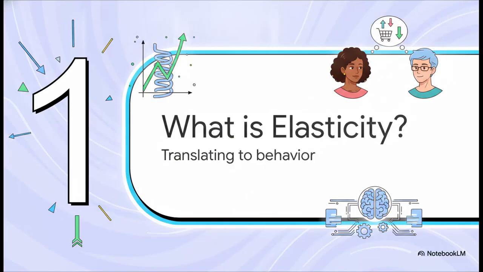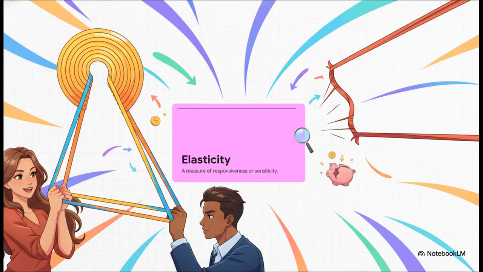Section 1. What is elasticity? Translating textbook math into human sensitivity. At its absolute core, elasticity is just economists' shorthand for responsiveness. It's measuring the intensity of a market's reaction. Think of it like a rubber band, right? Some markets stretch out dramatically when you pull them with a price change, while others are incredibly stiff and barely budge no matter how hard you pull.